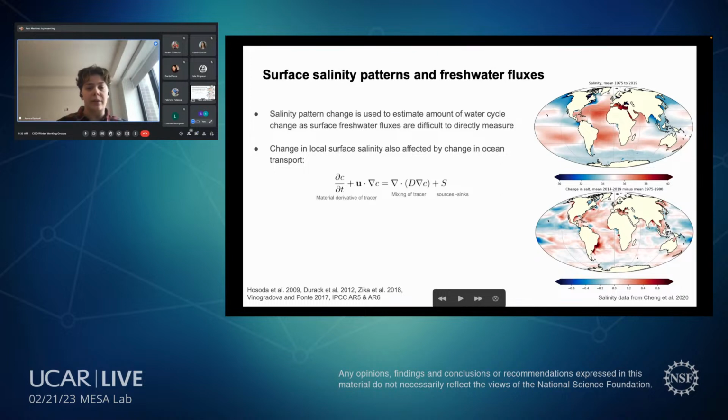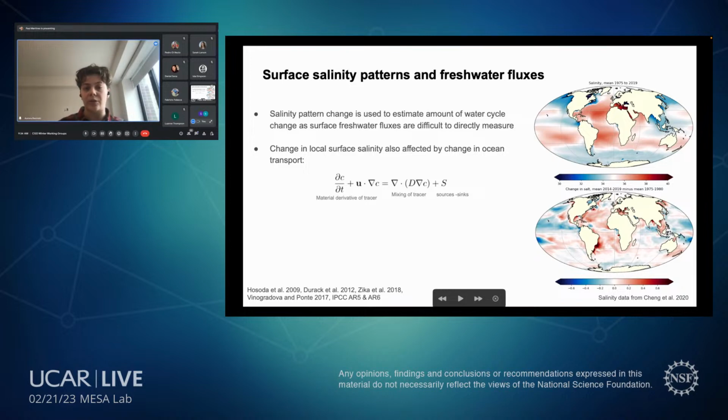Great, so to start off with some background, estimating the hydrological cycle over the historical record is often approached using salinity changes because it's hard to directly measure surface freshwater fluxes. So the idea is that the amplification of the evaporation minus precipitation pattern imprints on ocean salinity, and then you can use ocean salinity to try to infer what those freshwater flux changes were.